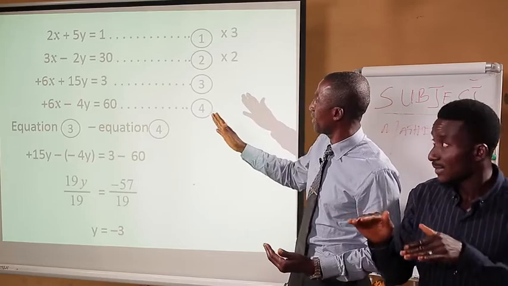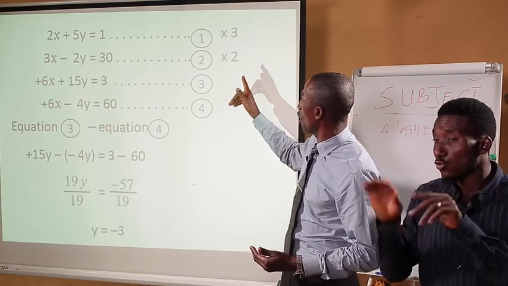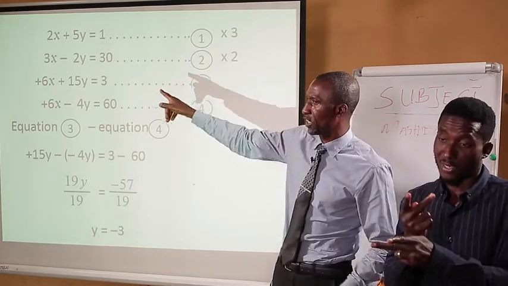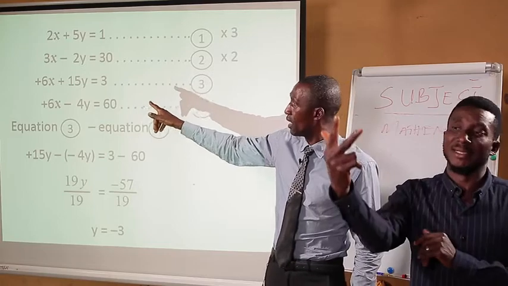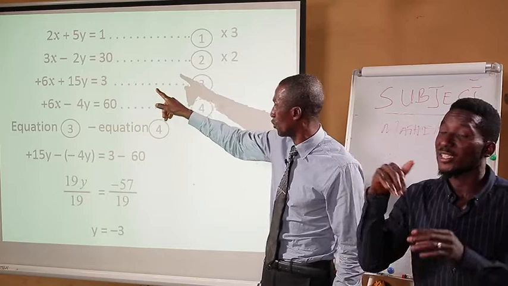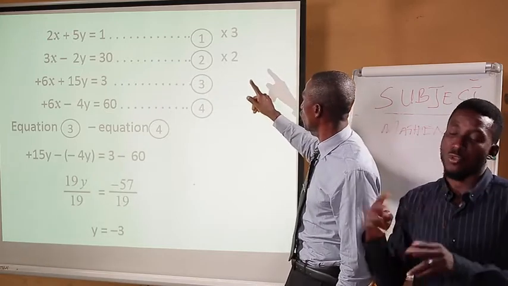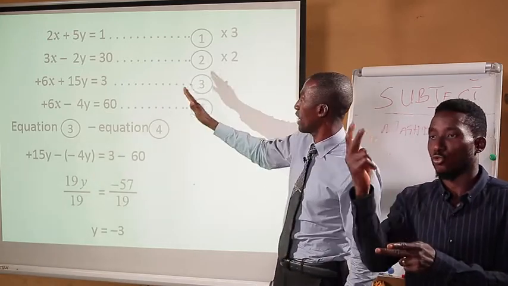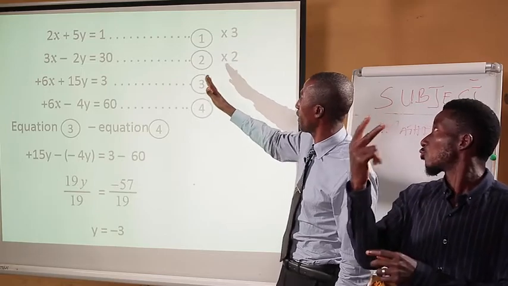And to balance x, I multiply equation 1 by 3, that is the coefficient of x in equation 2, and I multiply equation 2 by 2, the coefficient of x in equation 1.